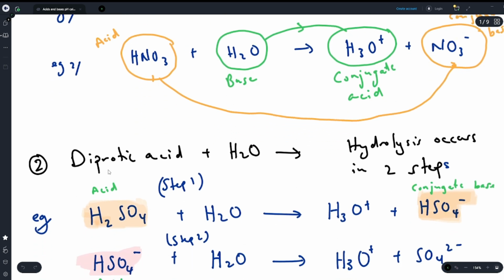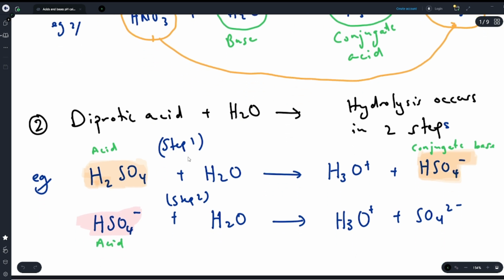As we can see here, the hydrolysis of diprotic acids occurs in 2 steps. It has 2 protons, so we expect it to donate its 2 protons not all at once, but 1 step at a time. As you can see, the steps are listed below, step 1, step 2. So let's use probably one of the most famous diprotic acids, H2SO4. So H2SO4, water is added to it.